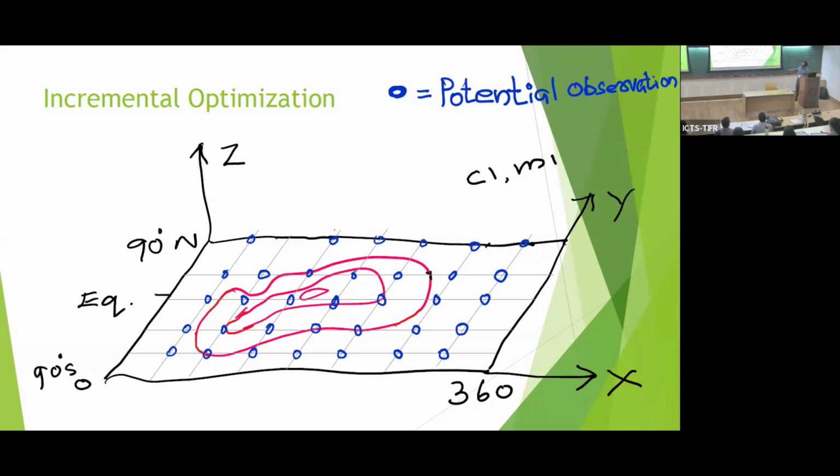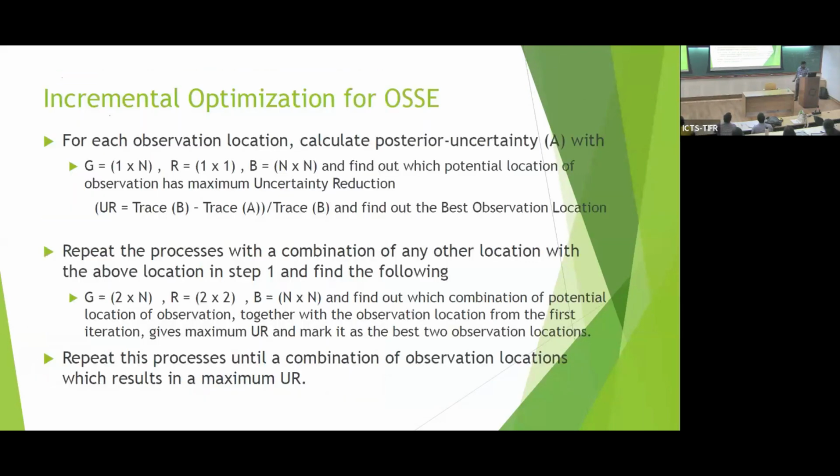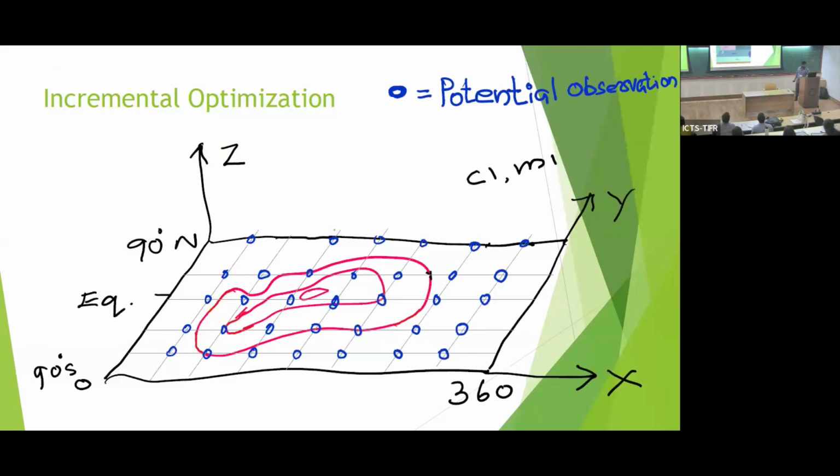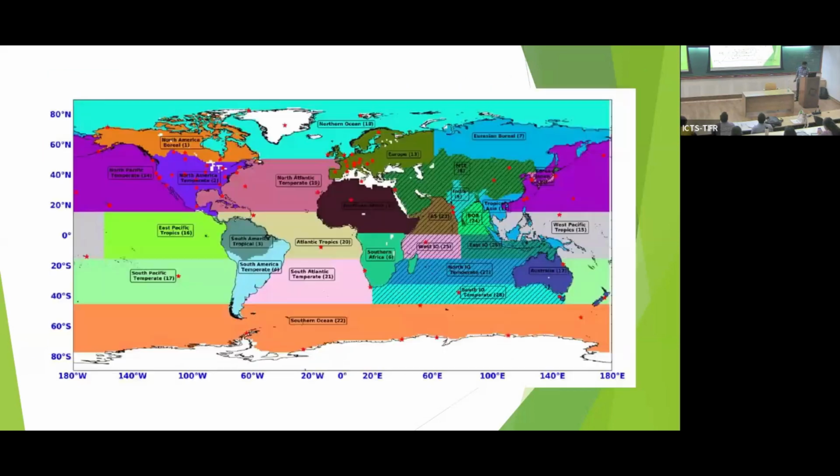Suppose this is our scenario. All circles show the potential sites. That means every grid location or anywhere, it doesn't have to be grid corners, anywhere you can put an observation. So for that, what we have to do is something called incremental optimization of OSSE. What is incremental optimization is, you can calculate this one.